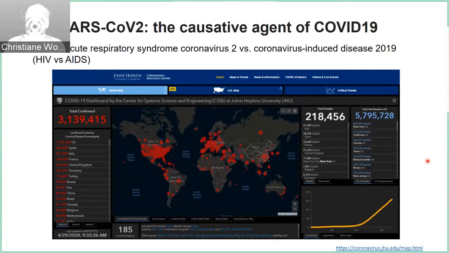And as you're probably aware, it's the causative agent of COVID-19, the disease, which is a similar concept to something we're already familiar with: HIV, or human immunodeficiency virus, causing the AIDS disease. And as of this morning, there were over 3 million confirmed cases of SARS-2 in the world, with over 1 million, so a third of those cases, in the United States.